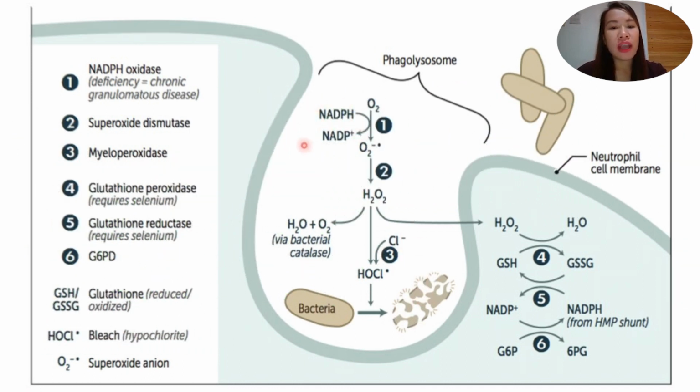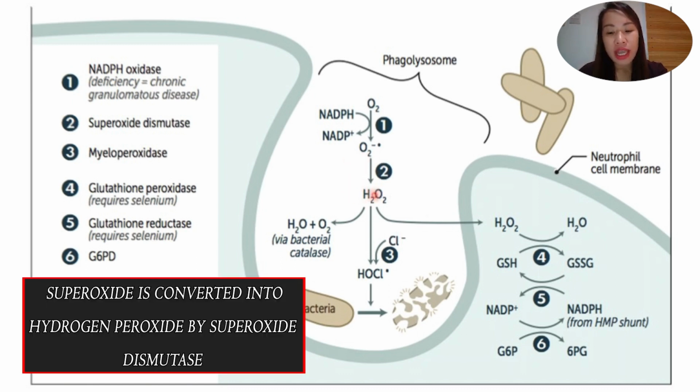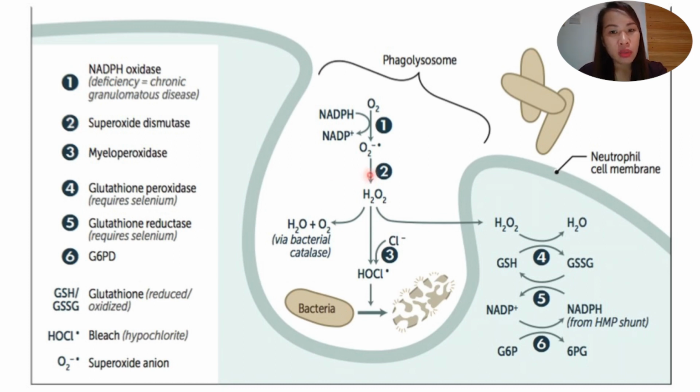Imagine, class, if we do not have NADPH or sufficient NADPH, it will not move up to this portion. So what happens is, oxygen now is converted into superoxide. Now, superoxide will be converted into hydrogen peroxide by superoxide dismutase. Okay, number 2, sabi niya, di ba? So, we have here in number 2, superoxide dismutase. So, superoxide, which is represented by O2 with a minus sign, will be converted to hydrogen peroxide.